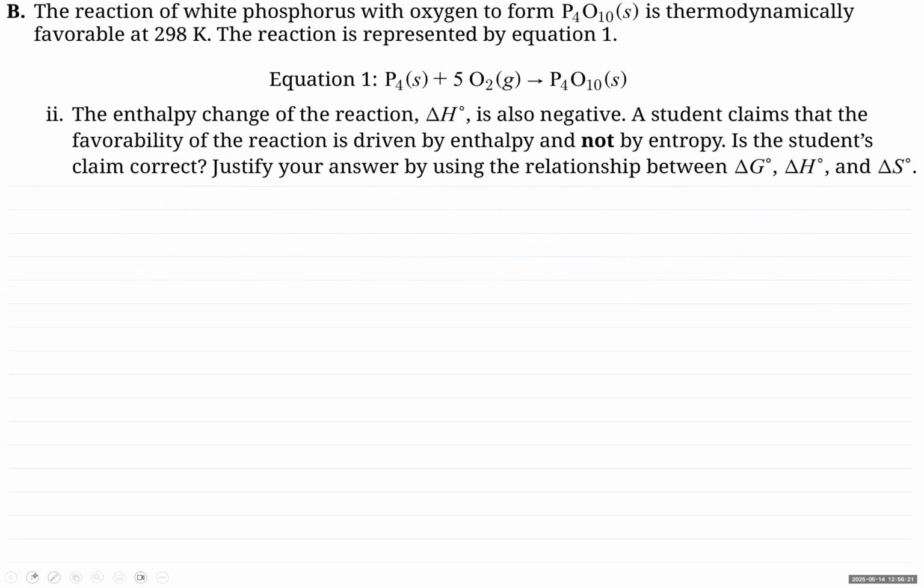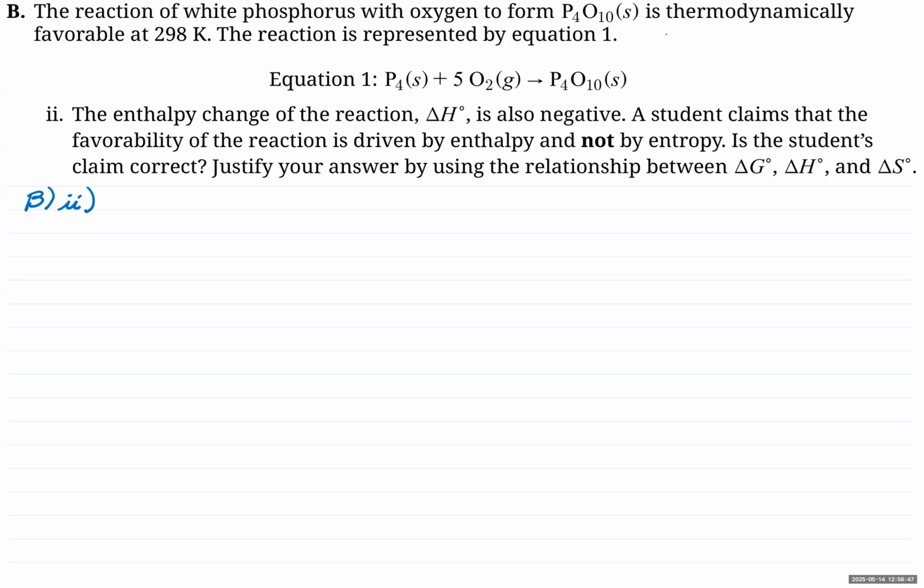Part II: the enthalpy change of the reaction, delta H, is also negative. A student claims that the favorability of the reaction is driven by enthalpy and not entropy. Is the student's claim correct? Justify your answer by using the relationship between delta G, delta H, and delta S. Well, what do we know about this before we get started? So let me put it down here.